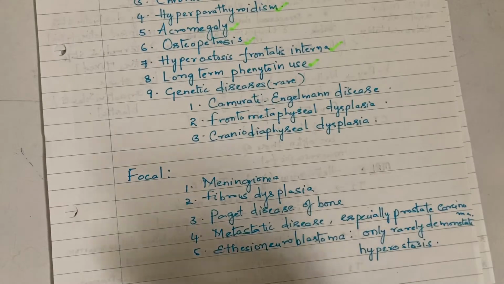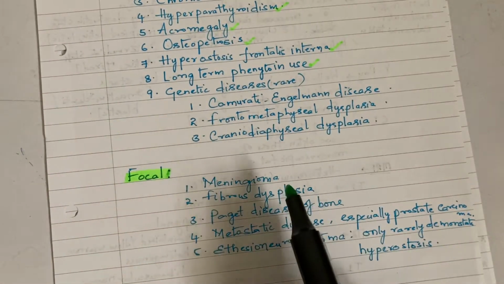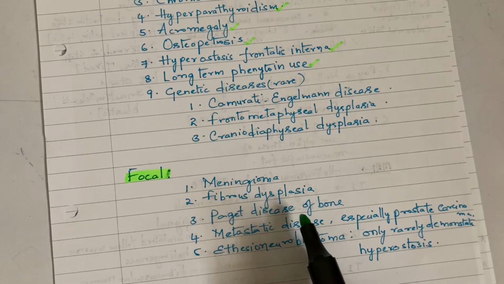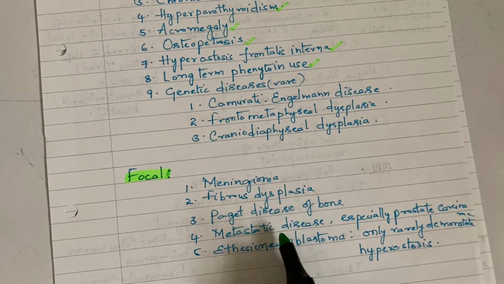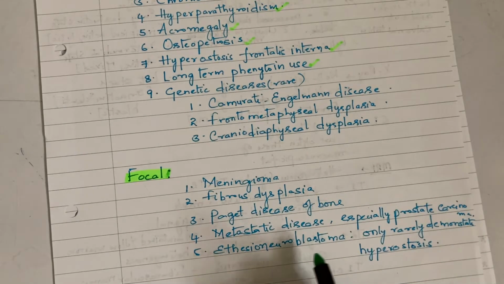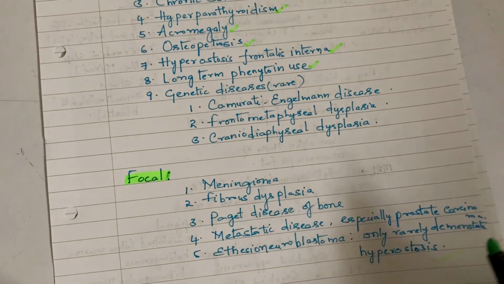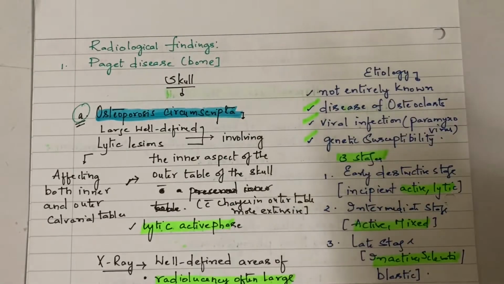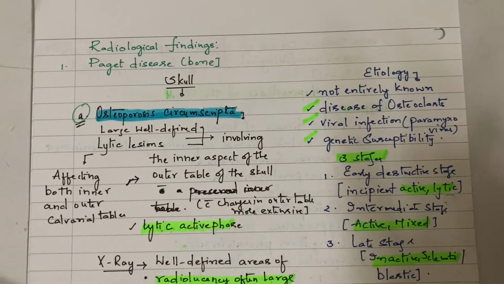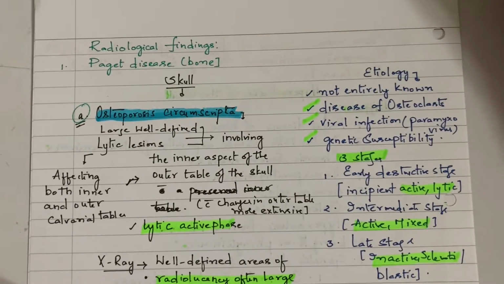Now, what are the differential diagnoses for focal hyperostosis of skull? We have meningioma, fibrous dysplasia, Paget's disease of bone, metastatic disease, especially prostatic carcinoma, and en plaque meningioma; neuroblastoma only rarely demonstrates hyperostosis. So, for this, we have got 2 marks. And now we'll be discussing the radiological findings of hyperostosis of skull in each disease. They asked for 2. Each one carries 4 points.